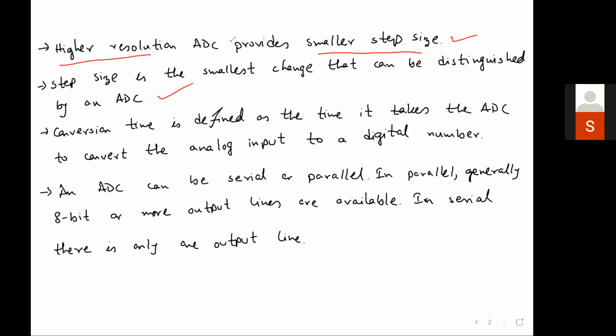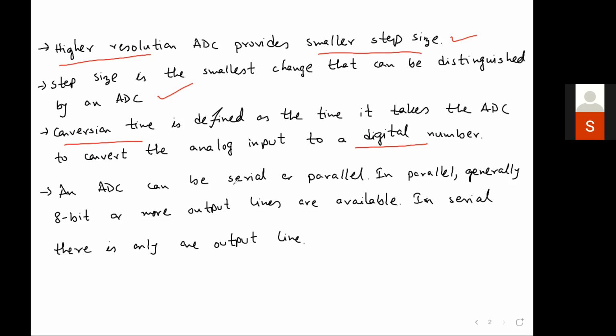So have patience. And the second last thing we have is conversion time. This is the time that your ADC takes to convert your analog signal to a digital number. One thing to remember is whenever we say digital in this chapter, we mean binary, okay? So we take an analog signal or analog input and we convert that into a binary number.